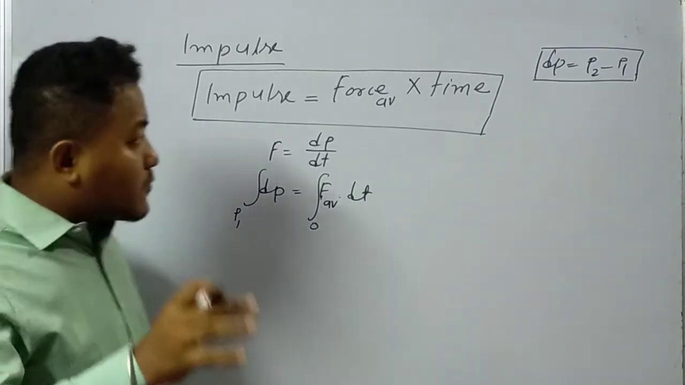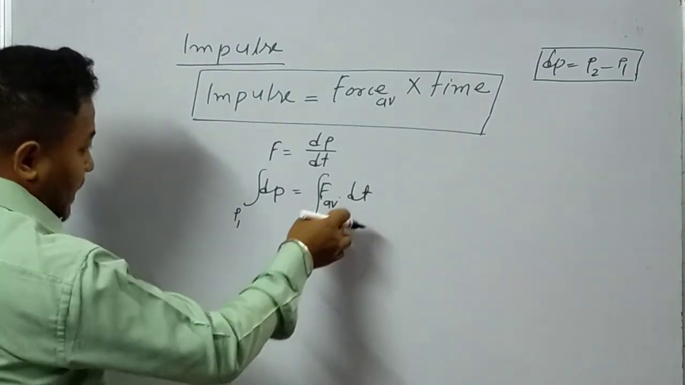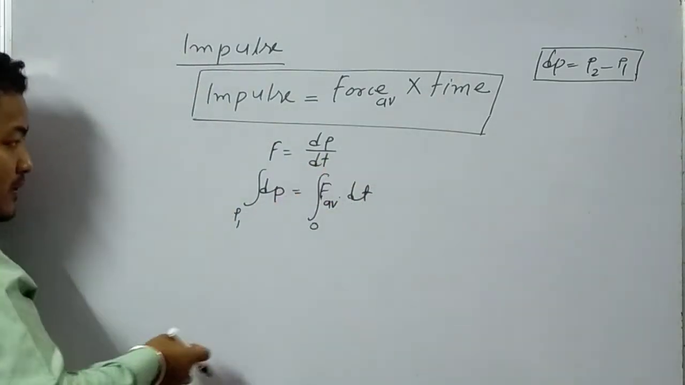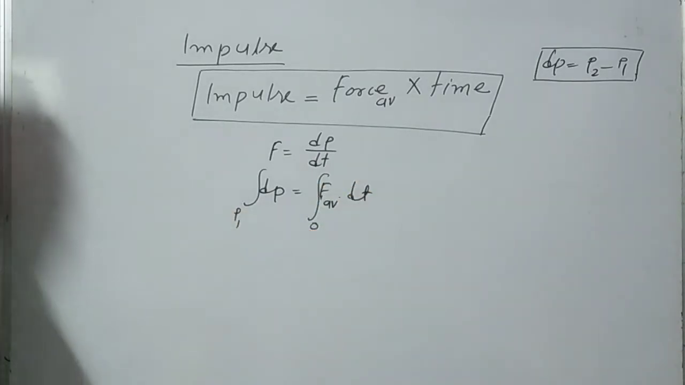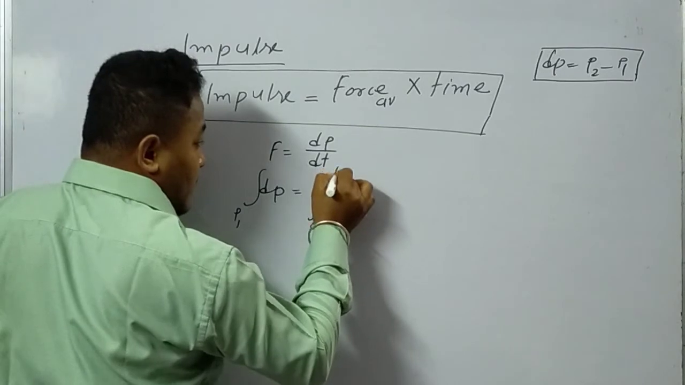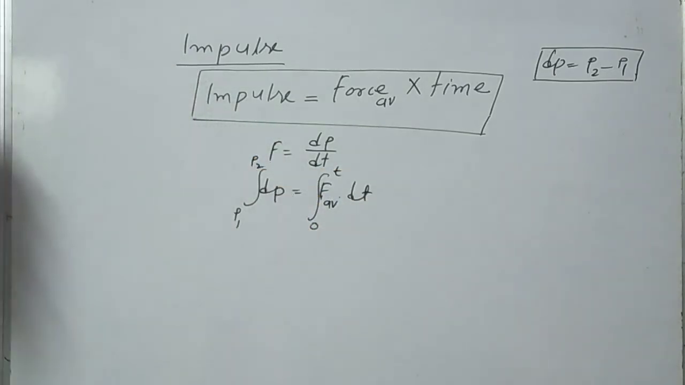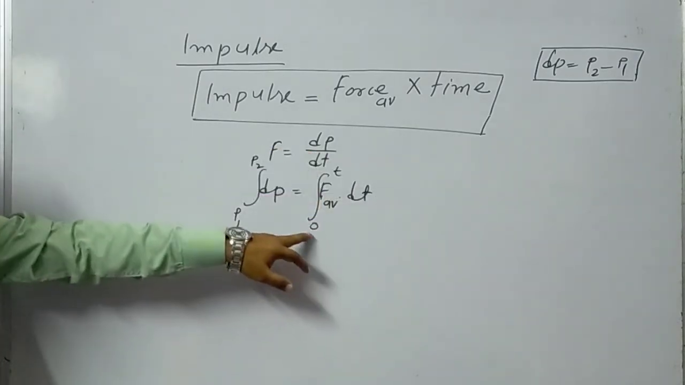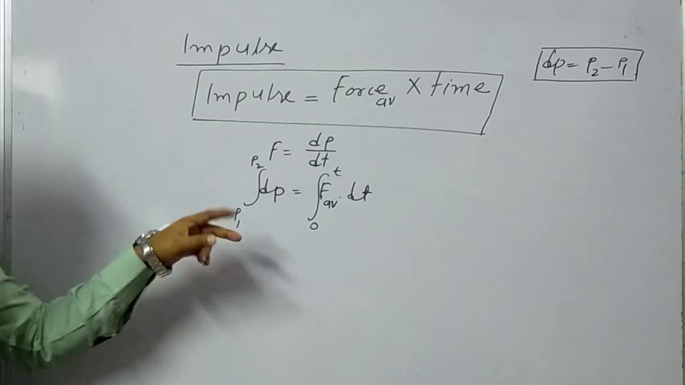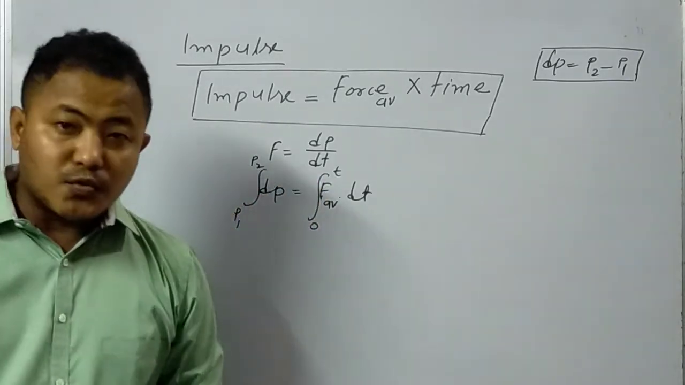That is average force into time. So once I have integrated them, when time t was 0, the momentum was p1, and when time becomes t, the momentum becomes p2. Understand now? When time was 0, momentum is p1. When time is t, momentum is p2. I think you have understood these things.